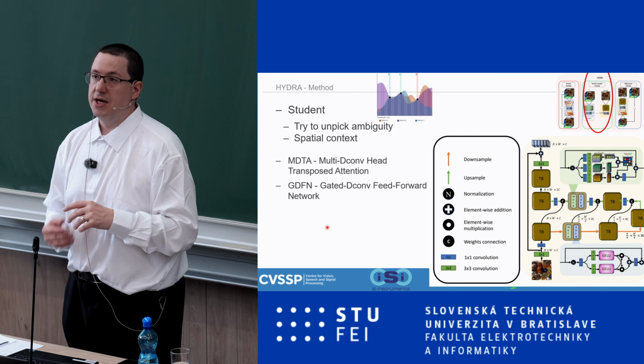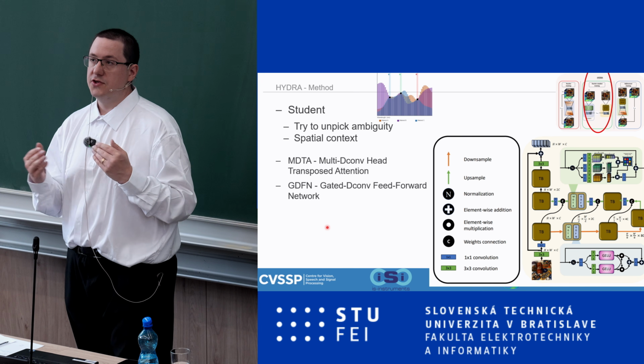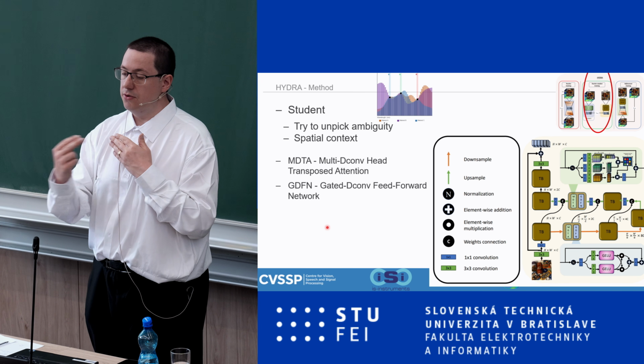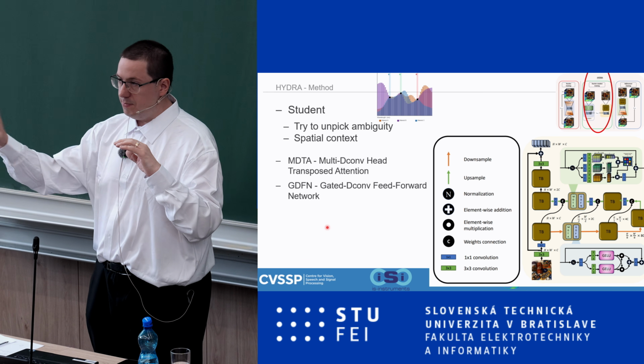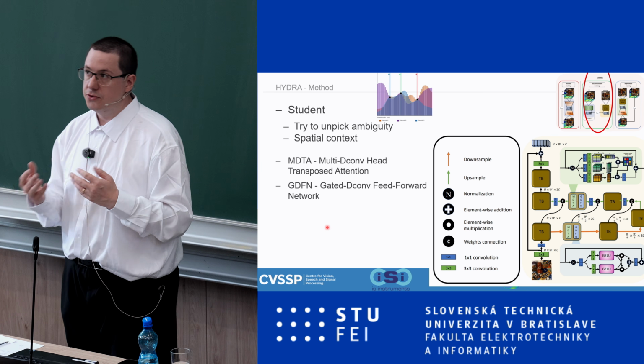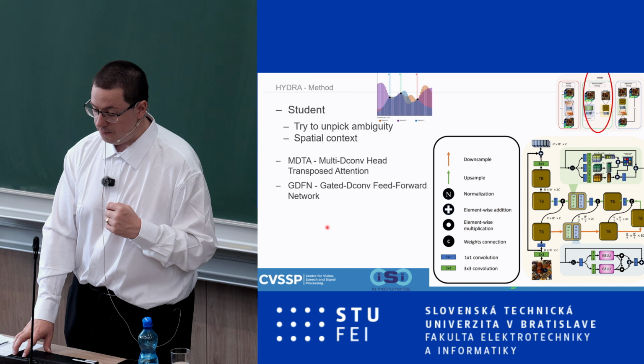GDFN is basically doing the same thing, but for convolutions. So we have some 1D convolutions across the spectra. We have 2D convolutions spatially across the scene, and then we have some crosstalk between those pathways.